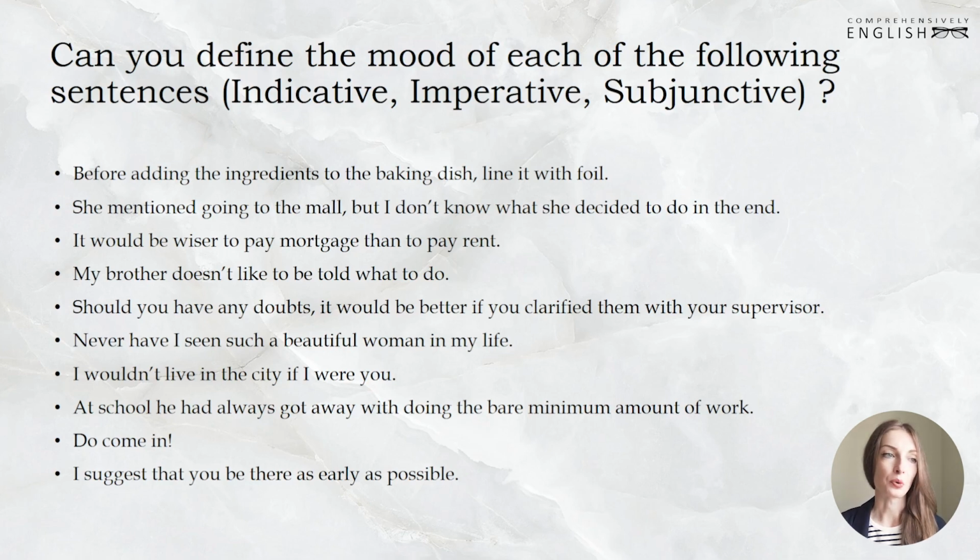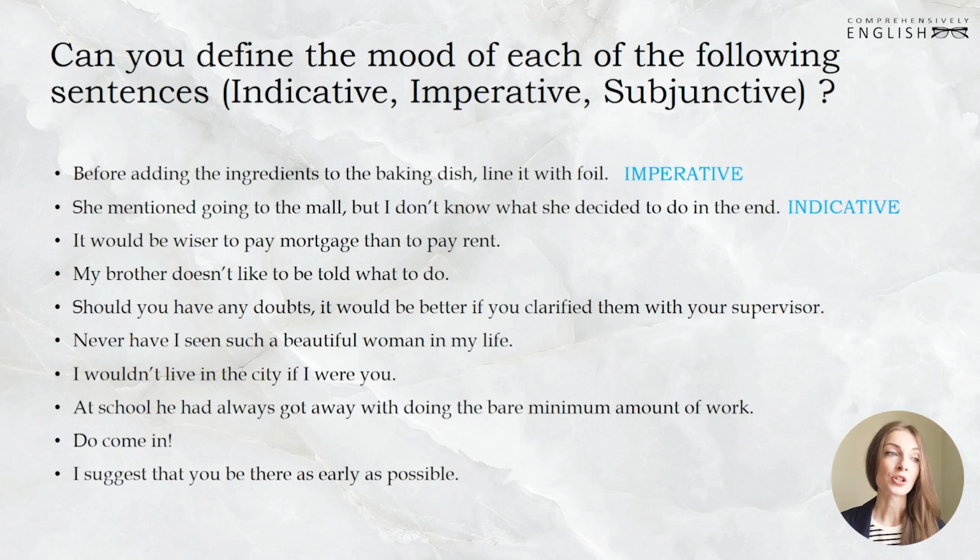Before adding the ingredients to the baking dish, line it with foil. This is the imperative mood because this sentence gives us an instruction what to do. She mentioned going to the mall, but I don't know what she decided to do in the end. This sentence is in the indicative mood. It tells us about facts.